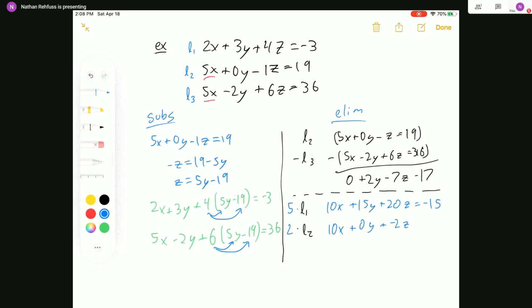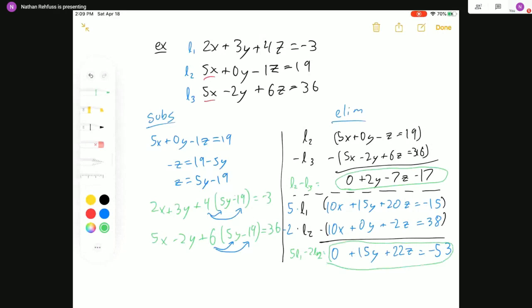And now if I subtract 2 of line 2 from 5 of line 1, so I'm subtracting here, once again, the x's will disappear. 20 minus -2 is 22z. -15 minus 38 is -53. So now what I've got are this line, line 2 minus line 3, and here, 5 of line 1 minus 2 of line 2.